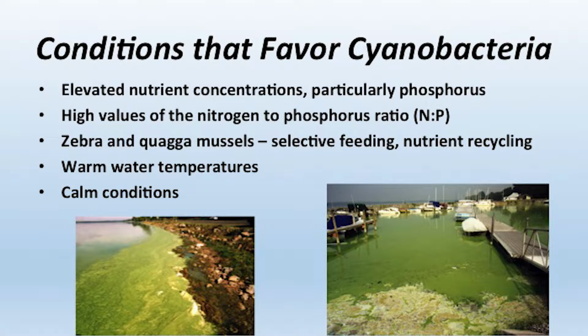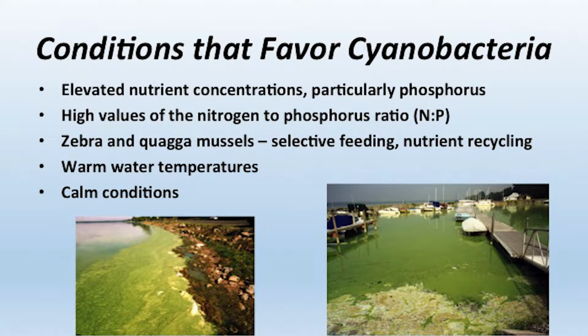And they can also be promoted by zebra and quagga mussels. In one way, by selective filtration, these mussels just filter water. They keep what they want to eat, and what they don't like, they spit back out. They tend not to like cyanobacteria, so that activity favors the growth of cyanobacteria. Also, these mussels are really, really great at recycling nutrients, resulting in high nutrient levels in the water column. So part of our work was to focus on what's going on with their populations in Owasco Lake.